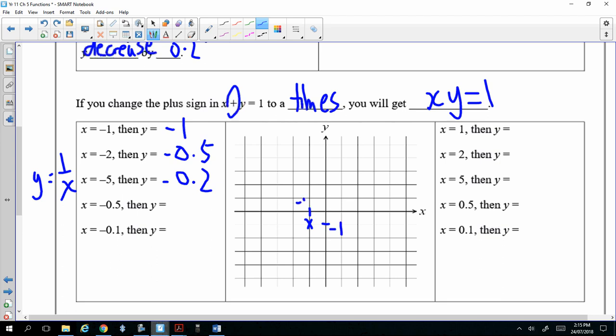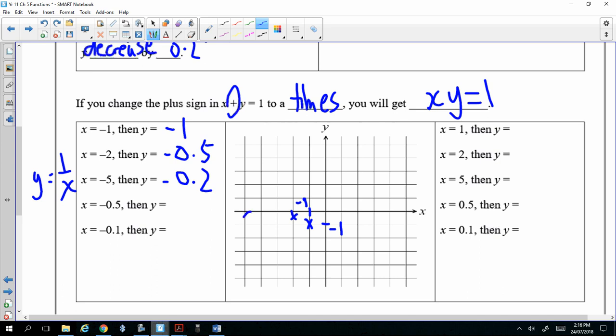Okay, good. So we plot some points, and what's the next one? -2, -0.5 will be here, and the next one will be even smaller.